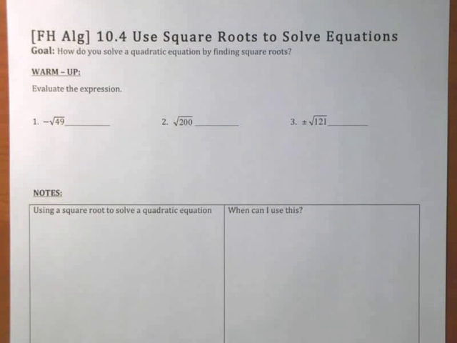In this lesson, we're going to use square roots to help solve equations. Previously, in section 10.3, we used graphing to help solve equations, and we saw that the zeros of the equation, or where the function and its graph cross the x-axis, were the solutions. So we saw where it crossed the x-axis, we circle those numbers, and those are our solutions.